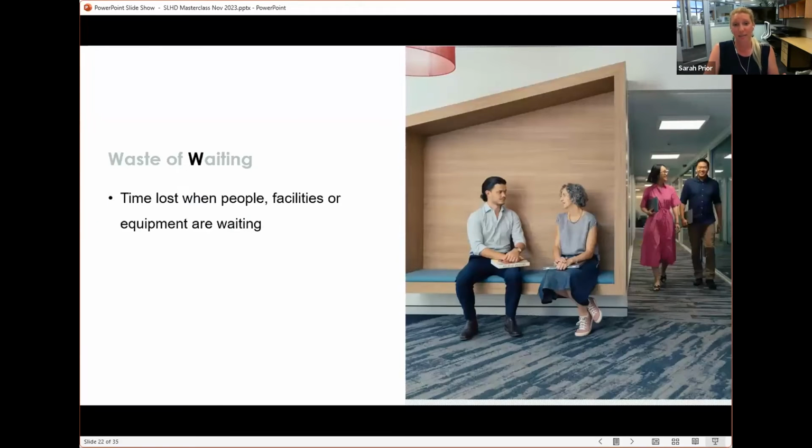Waste of waiting, fairly self-explanatory. So it's time lost when people, facilities, or equipment are waiting. So for example, patients waiting for an appointment, people waiting for a meeting to start, theatre underutilisation, outpatient did not attend, staff are waiting in that case, or surgical wait lists.